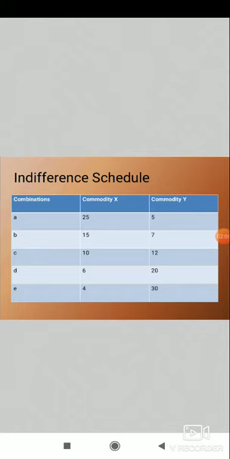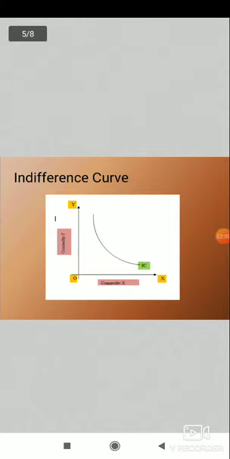When we plot all these groups on the graph, we can see the indifference curve. On the x-axis there is commodity X and commodity Y is on the y-axis. The different groups, when plotted on the X and Y axes, give us the indifference curve according to the combination of satisfaction.